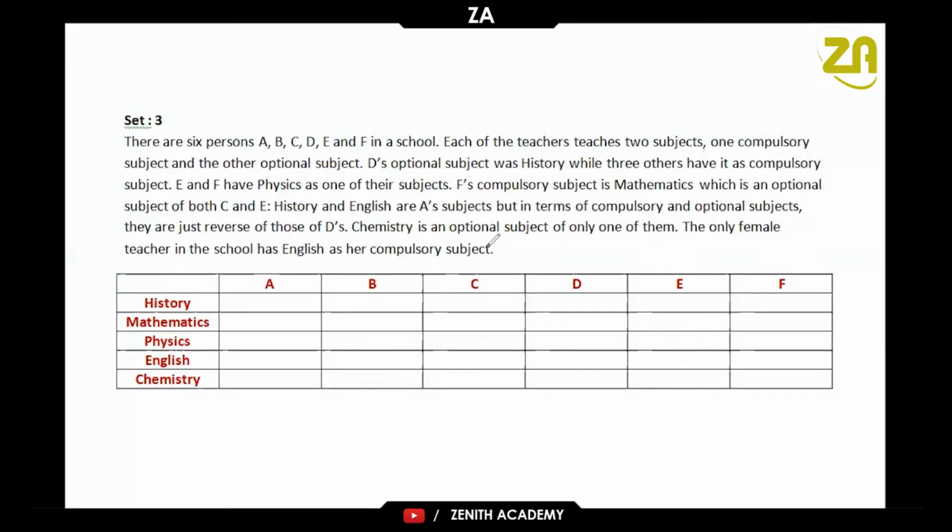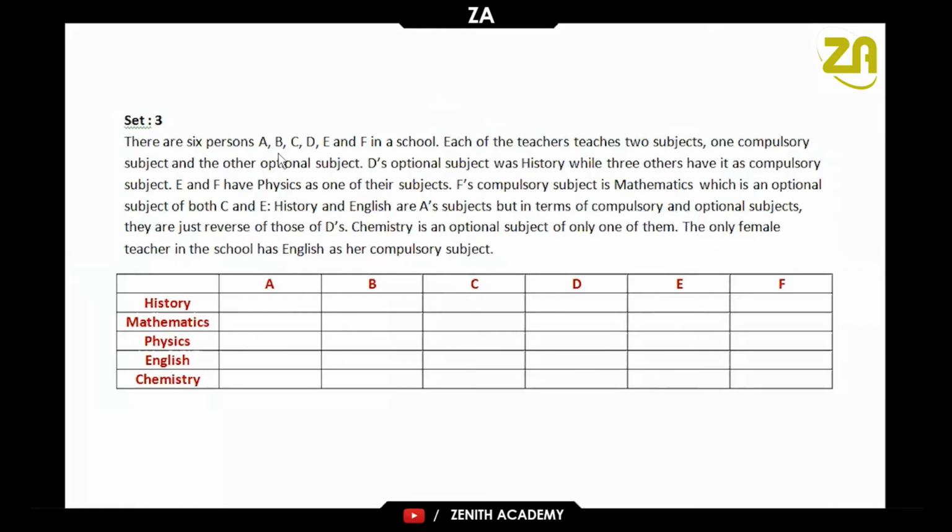So here we have two objects. One object is teacher and second object is subject. Look here. In this set, there are some direct information and some informations are indirect.